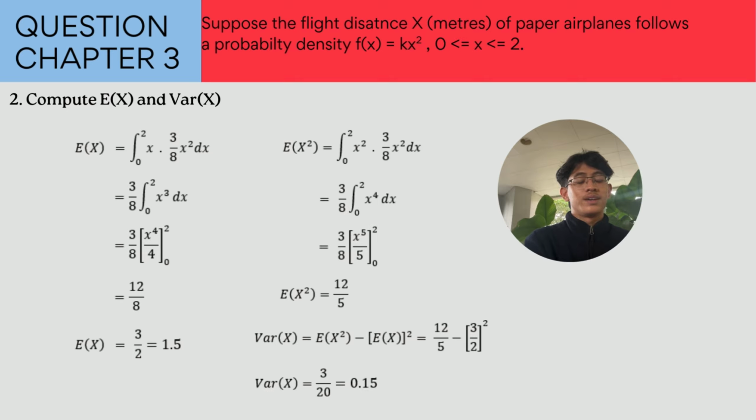Secondly, we find the expected value of x squared. We also need it for the variance. After solving this integral, we get 12 over 5. And lastly, we need to find the variance. The variance formula is equal to E[x squared] minus the square of E[x]. After substituting the values, 12 over 5 minus 3 over 2 squared, we get 3 over 20, or 0.15. So the variance is 0.15, meaning the distances don't vary too widely from the mean.